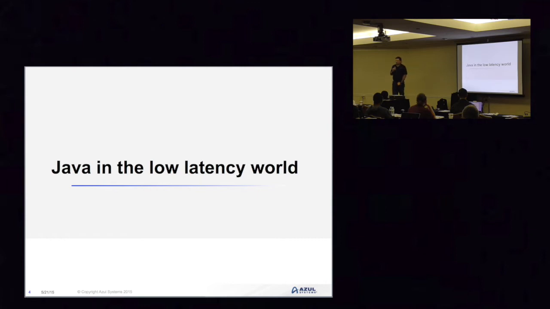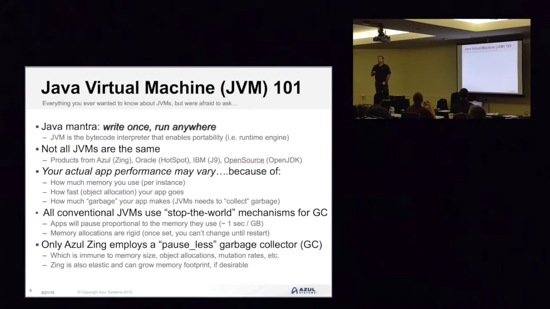The question always comes back to us, or in general, is people are using Java for low latency. That doesn't seem right. Java's a managed language. It's got a garbage collector. It's got a JIT. Is it really fast enough for low latency, like millisecond or sub-millisecond performance? And we say the answer is yes. And here's why.